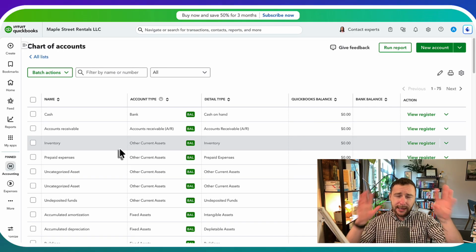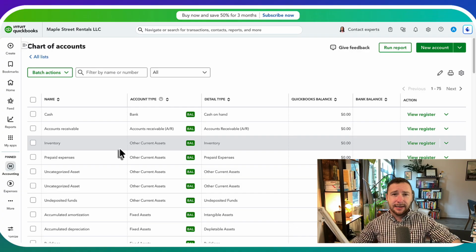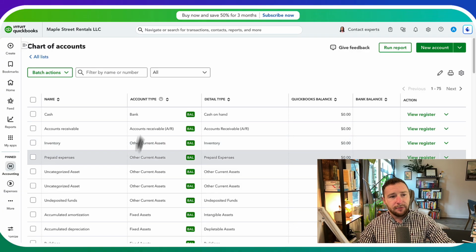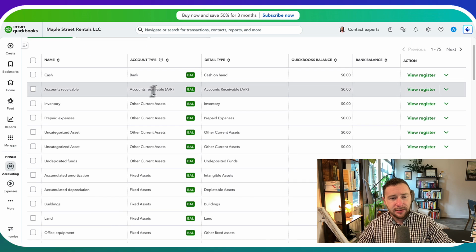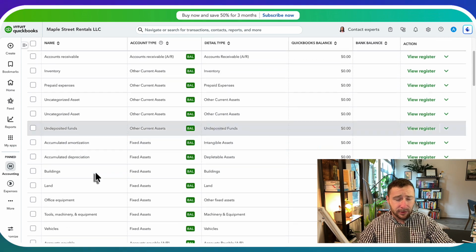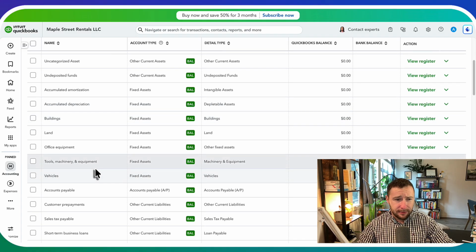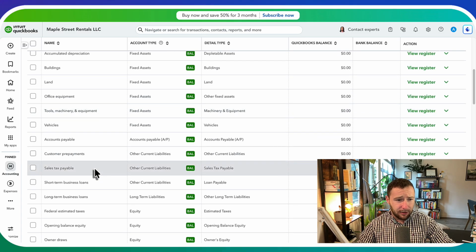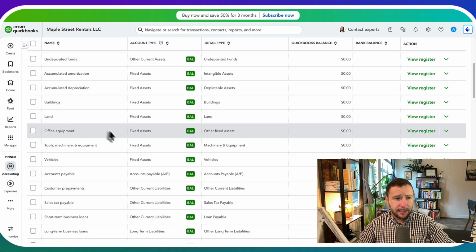So all of those accounts that fall under assets, liabilities, equity, you're going to find them all here on the chart of accounts. And just think of each one as like a bucket. They're not necessarily physical accounts. Like you don't have a bank account that's just office equipment. It's just a category that we're labeling all of our transactions and saying they relate to this.